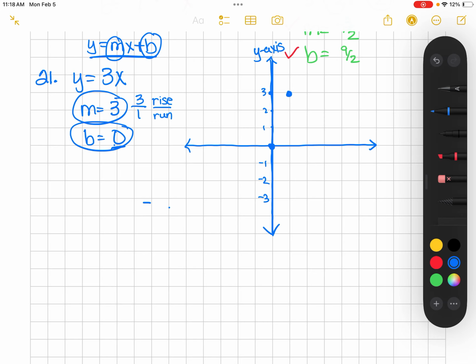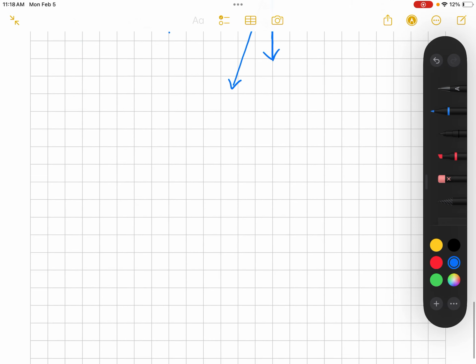Oh, wait, I need to make sure that I went the right way. You go right for positive and left for negative. This is a positive slope. So I did go the right way. I went to the right. I'm going to go ahead and go down 3 and over 1 so that I could get a better line here. And I am attempting to do this on my iPad. Okay, there you go. That was a pretty straight line. Okay, and that's how you graph when you have a slope-intercept form of an equation. Well, that's number 21. Okay, let's go to 23.